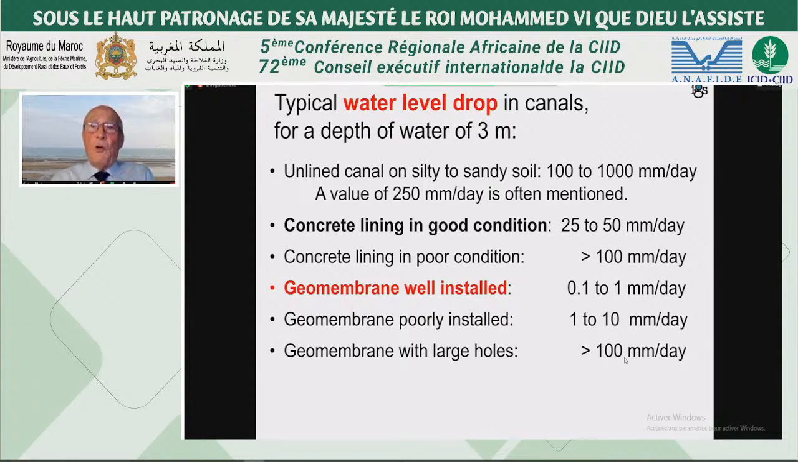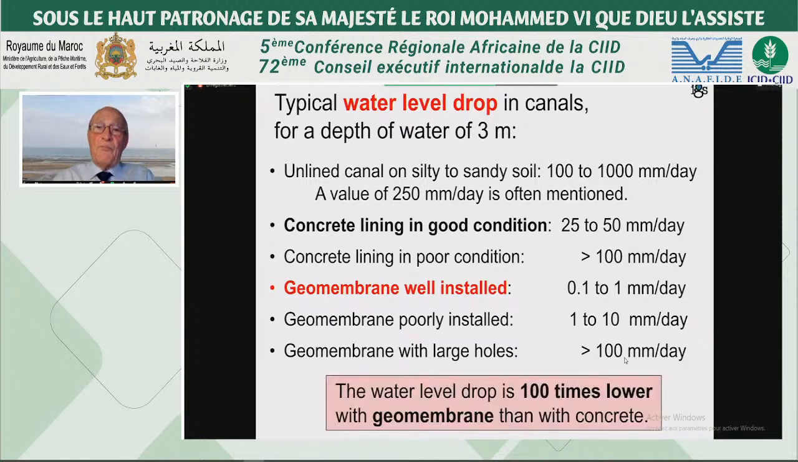For a geomembrane well installed, the water level drop is 0.1 to 1 millimeter per day. If the geomembrane is poorly installed, it is 1 to 10 millimeter per day. But in the case of a geomembrane with large hole, it is as bad as if there is no lining, of course. So we can see that the water level drop is 100 times lower with geomembrane than with concrete for proper installation, of course.